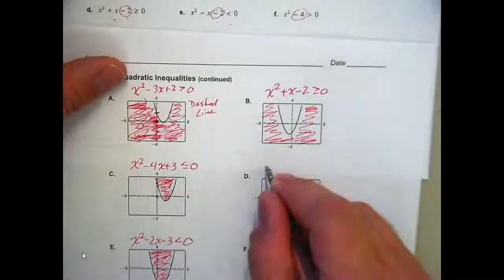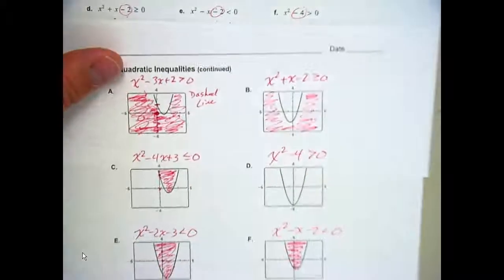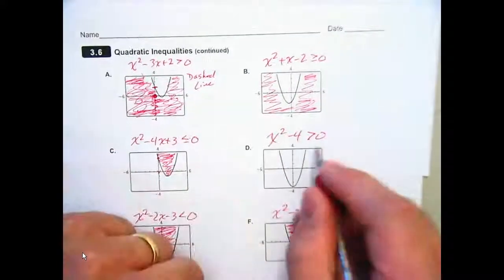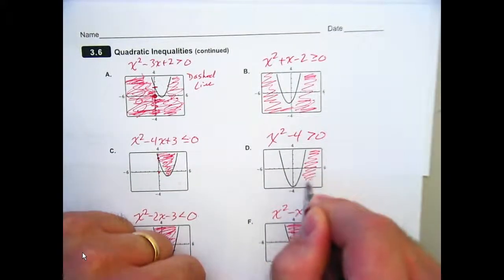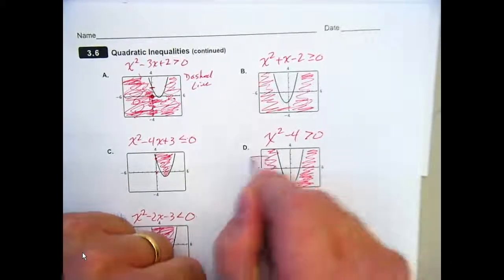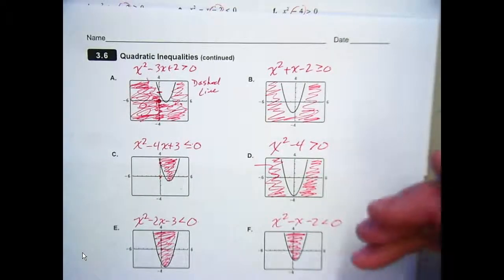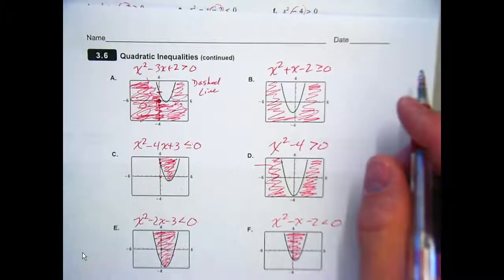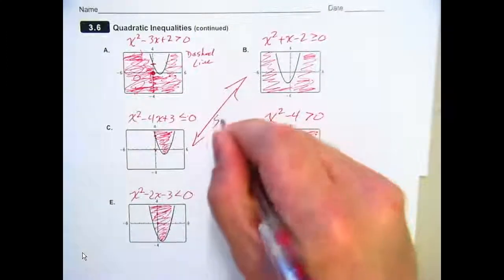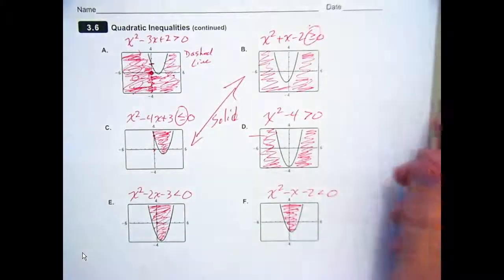The last one is D. x squared minus 4 is greater than 0. And that is, negative 4 is greater than 0 is false, so we shade on the outside. All right. Now I think you got it. Would any of these be solid? Yes, C and B. C and B are both solid lines because they have the or equal to piece. All the others are dashed.